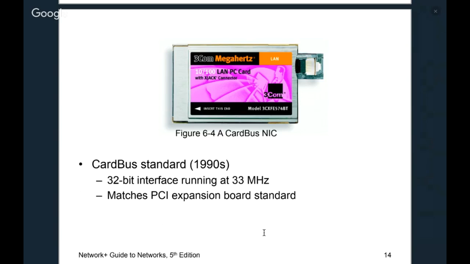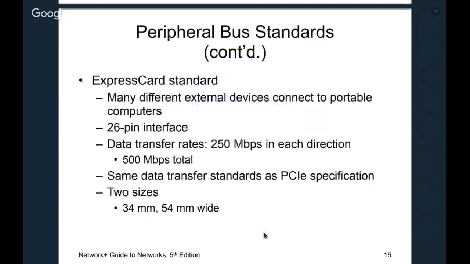Standards started in the 90s. 32-bit came about after the 16-bit. It matches the same type of speeds as a slot-loaded PCI Express. And the standards, again, have come from the same organizations of standards for network installations.